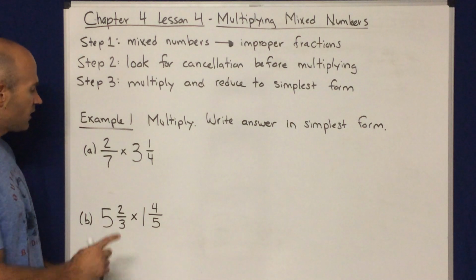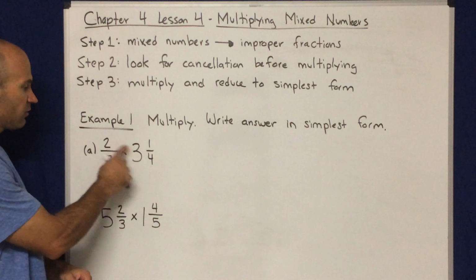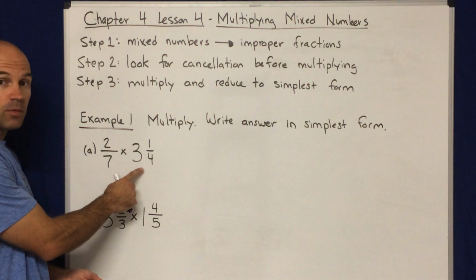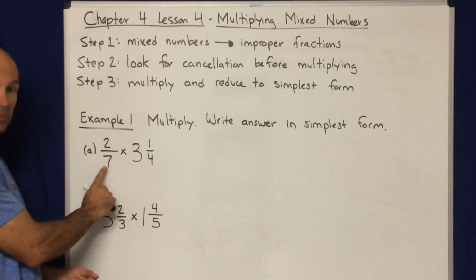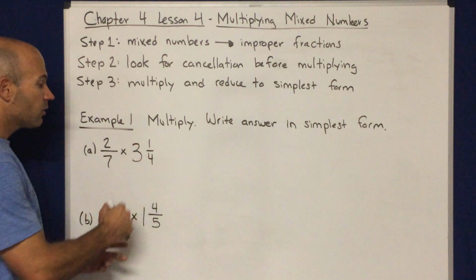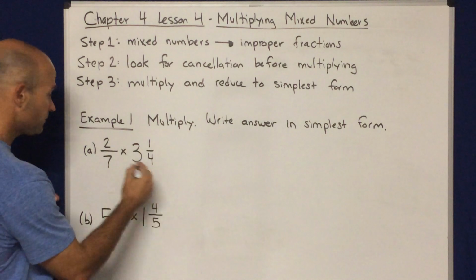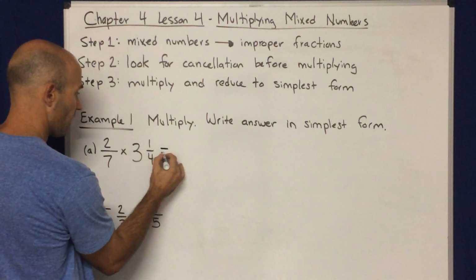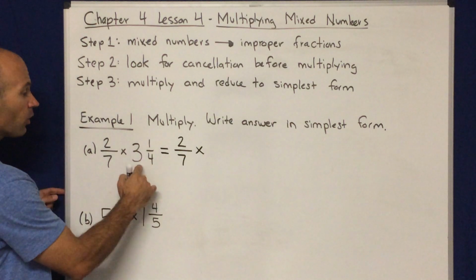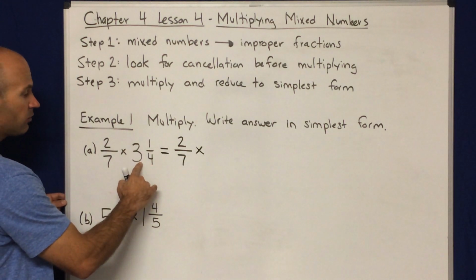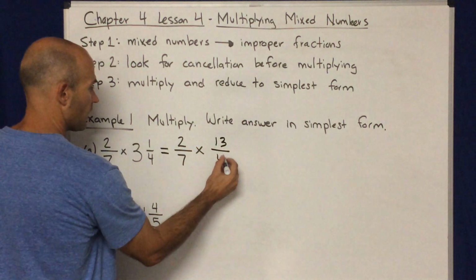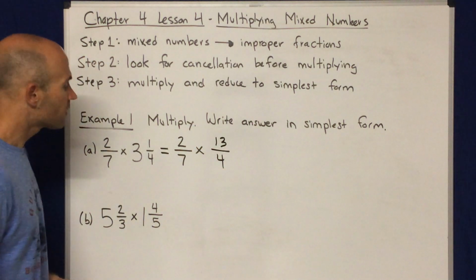The first step is to look at your product and your factors in your product, and any mixed numbers that you see, convert those to improper fractions. So this one we're fine with, the 2 over 7 we'll just keep as 2 over 7, but 3 1/4, we'll go ahead and convert that to an improper fraction. That's the step 1 that I've written above. So 2/7 I keep the same, and then 3 1/4, 4 times 3 is 12, 12 plus 1 is 13, so 13 over 4. And that completes step 1.